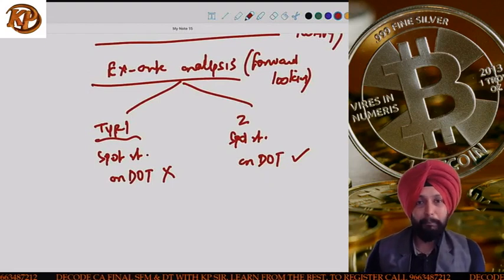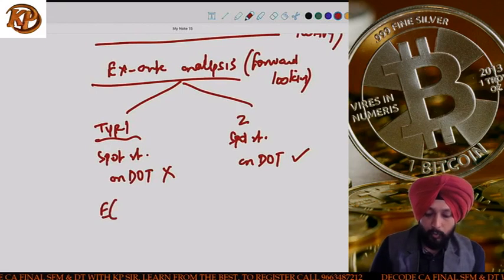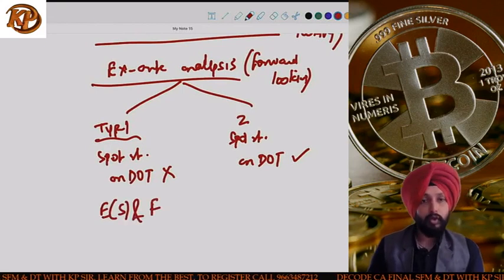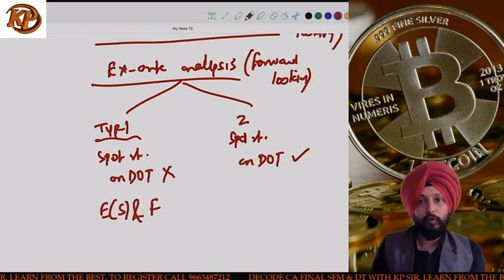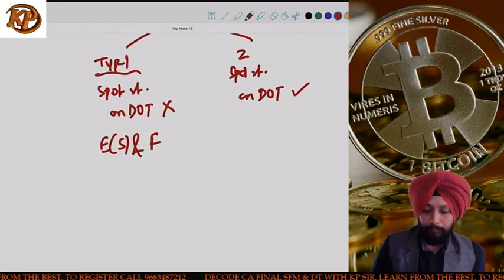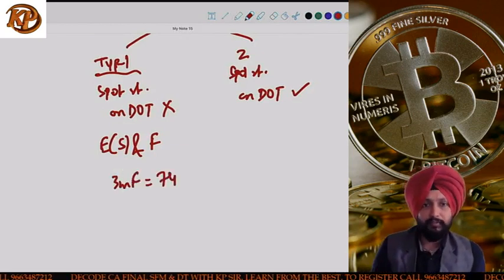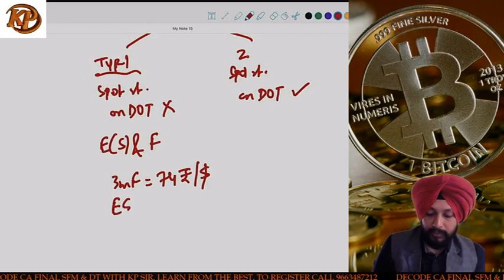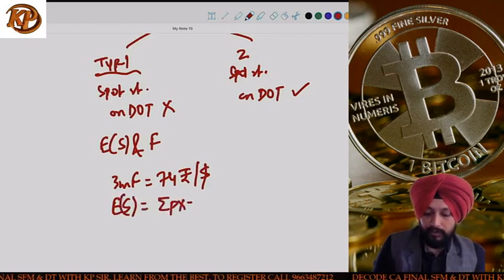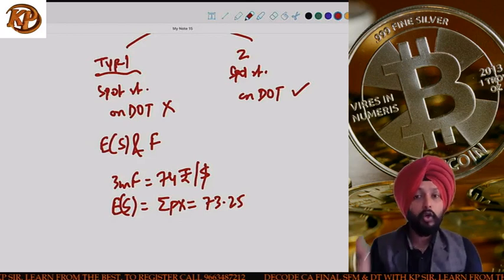The first category is a simple category, guys. The spot rate on the date of transaction is not given. This is very simple. What we do is we compare the expected spot rate and the forward rate to decide whether or not forward cover should be taken. For example, suppose you have a dollar receivable and the 3 months forward rate available is 74. After all the adjustments, the effective rate is 74 rupees per dollar. You have a dollar receivable, and the expected spot rate, which is normally summation px, is 73.25. They will ask you whether or not a forward cover should be taken.